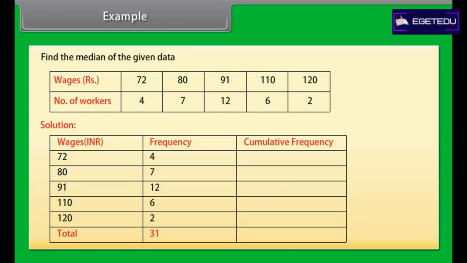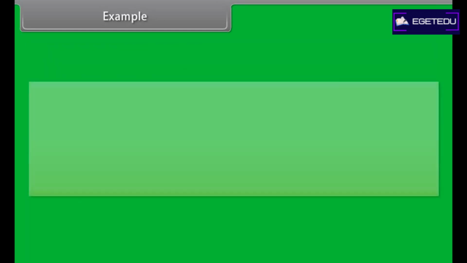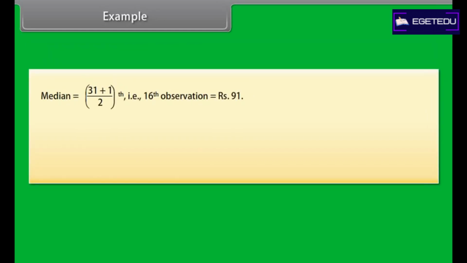Find the median of the given data. Solution. In the first column, we have written the given wages. In the second column, we have written the given frequency. The sum of the frequencies is 31. In the third column, we have found the cumulative frequency for each wage by adding the previous frequency to the current frequency.